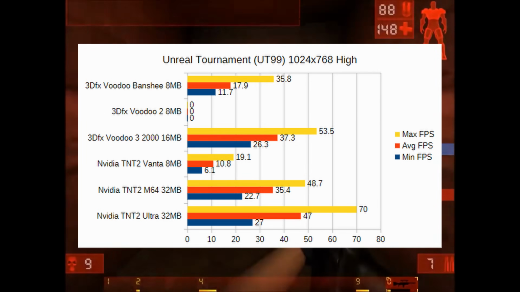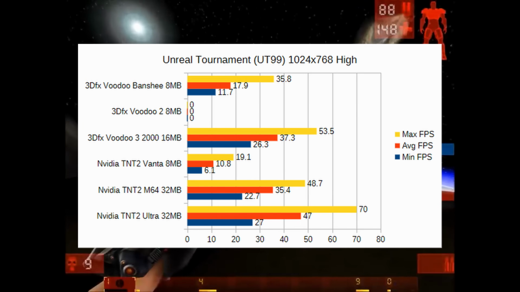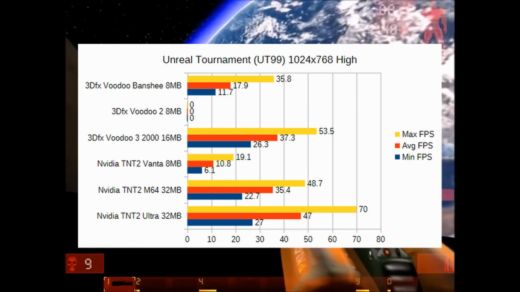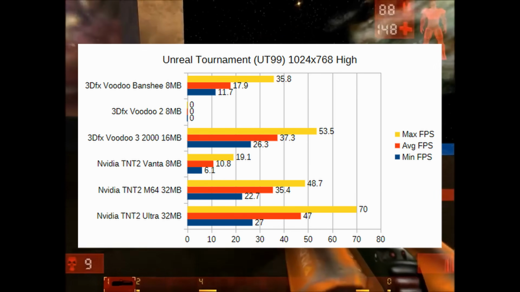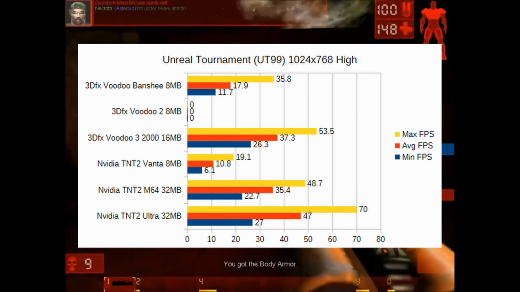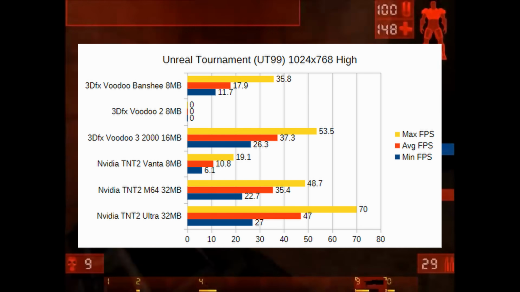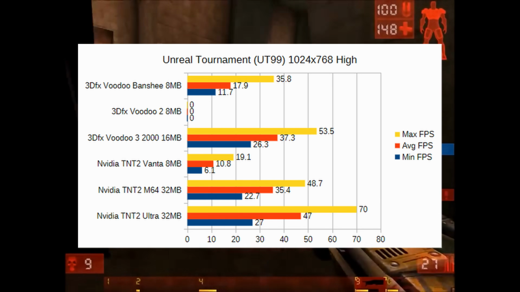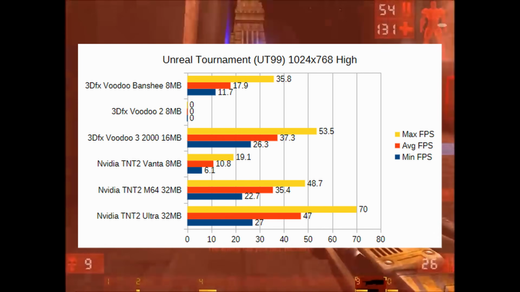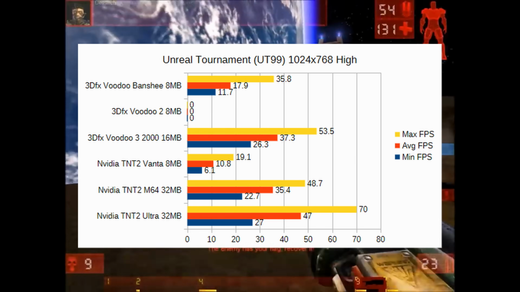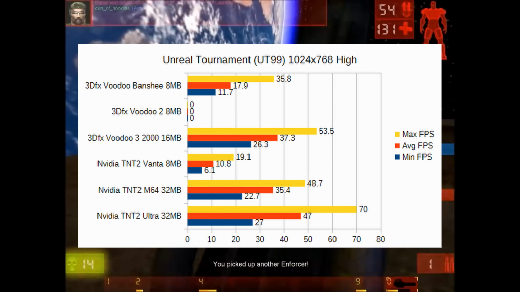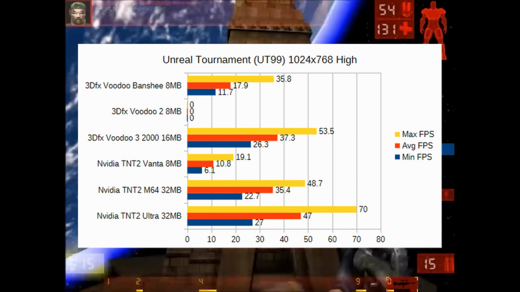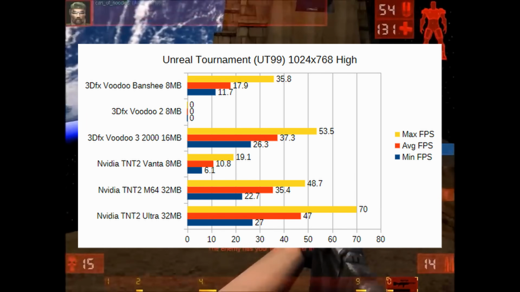Pushing up the resolution further again in Unreal Tournament to 1024 by 768. So we've got the Voodoo 2 dropped off, obviously due again to that frame buffer limitation. We've also got the Voodoo Banshee, not really playable now at 17 frames a second. The Voodoo 3 is still playable with 37 frames a second, but the TNT2 Ultra is leading the pack on 47. And even the M64 is not that far behind on 35. At this point, I wouldn't bother playing with the Vanta at 10.8 frames.